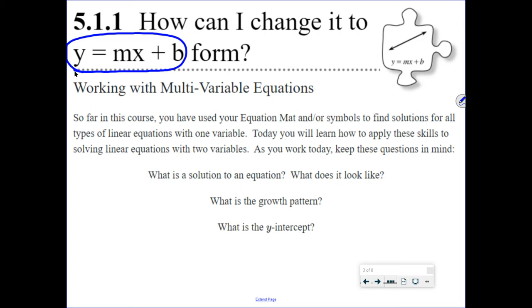Working with multivariable equations. So far in this course, you have used your equation mat and or symbols to find solutions for all types of linear equations with one variable. Today, you will learn how to apply these skills to solving linear equations with two variables. As you work today, keep these questions in mind. Number 1, what is a solution to an equation and what does it look like? Number 2, what is the growth pattern? And number 3, what is the y-intercept?